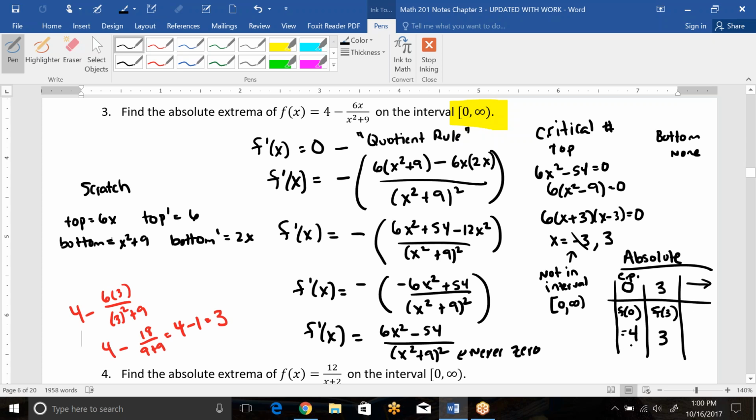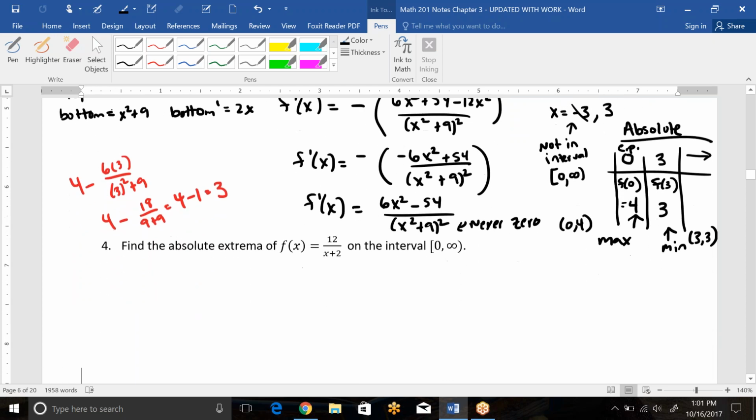So in this interval, this is actually the absolute max, and this one is the min. And remember, that's ordered pairs. So (0, 4) is the absolute max, and (3, 3) is the absolute min. Now, the reason I can grab these numbers, the test value or endpoint numbers with this, is because we plugged it into the original function already. Okay, so let's look at the next one.